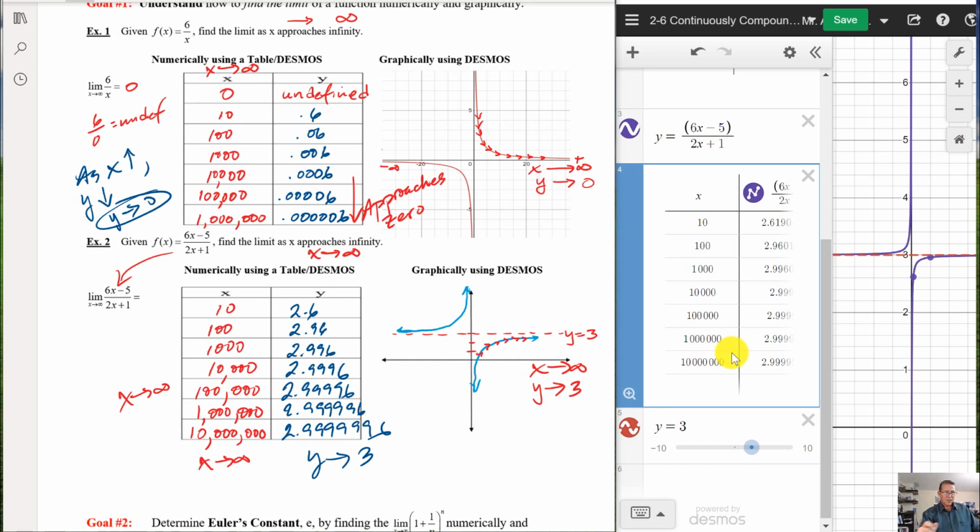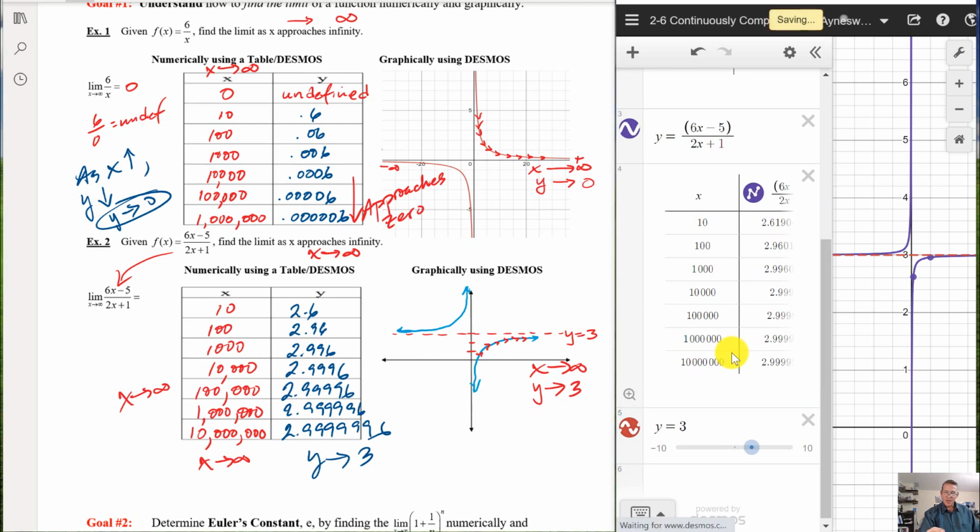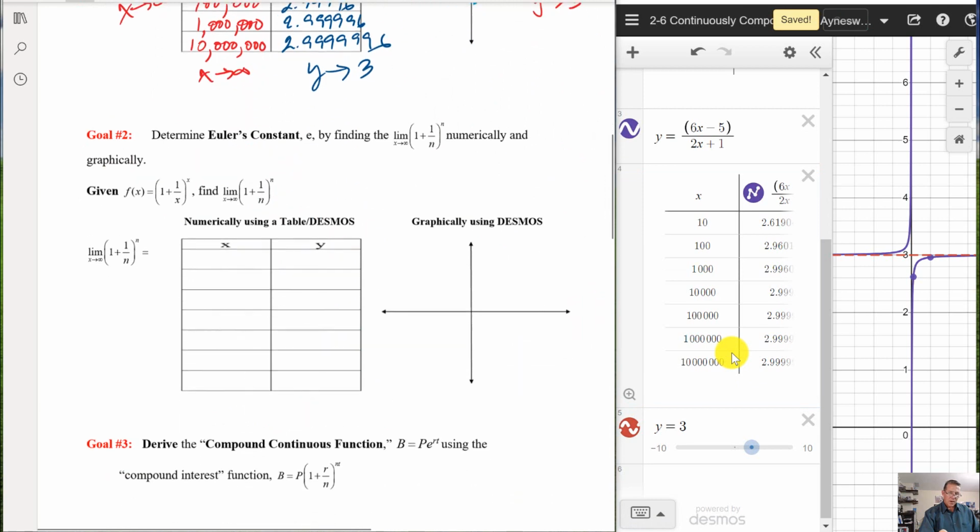Okay, so that's an idea of how you get a limit of the function using tables and graphs, using Desmos. Make sure you hit the save button, by the way. All right, let's get into our second goal.